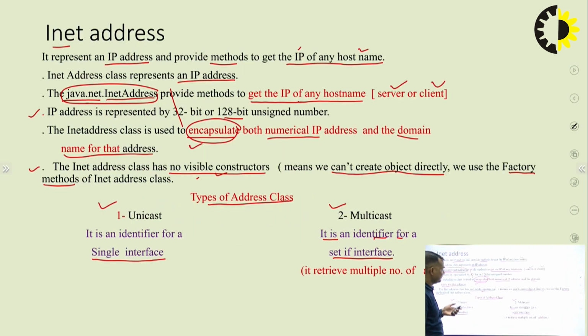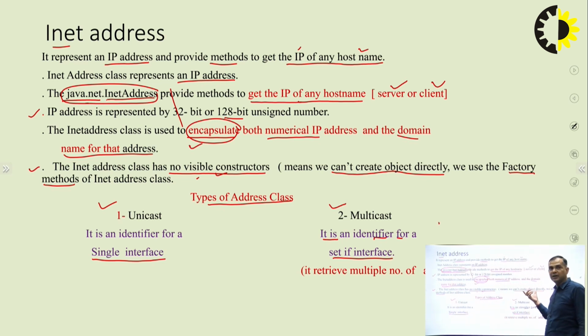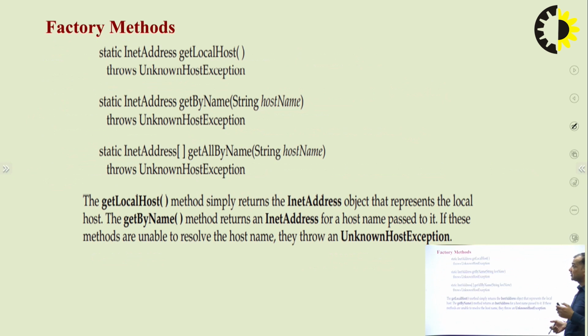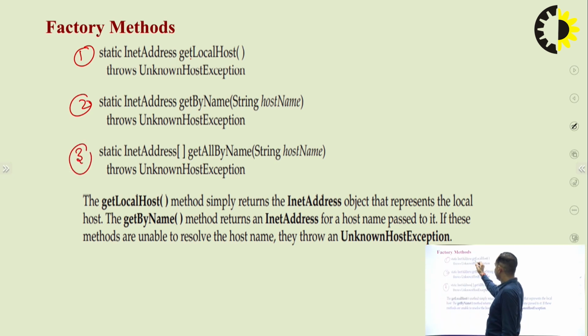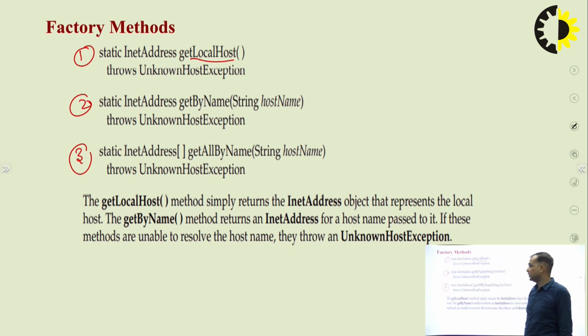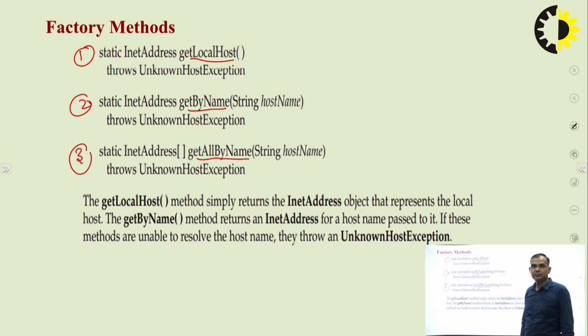We just discussed that we cannot create an object of the InetAddress class directly. If we want to create an object, we use the factory methods. So what are the factory methods? There are three of them. The first one is getLocalHost, the second one is getByName, and the third one is getAllByName. These are the factory methods.